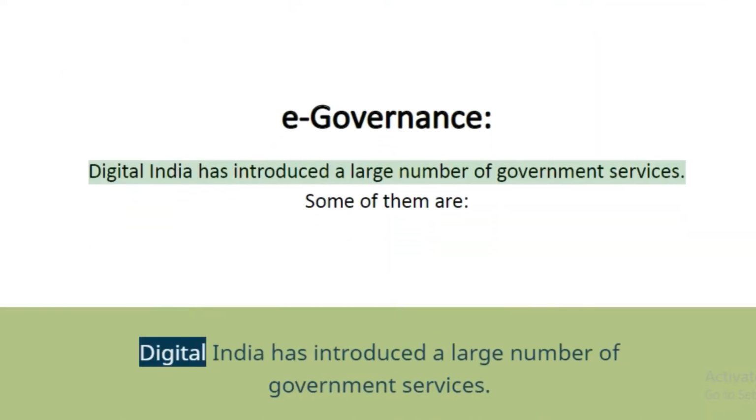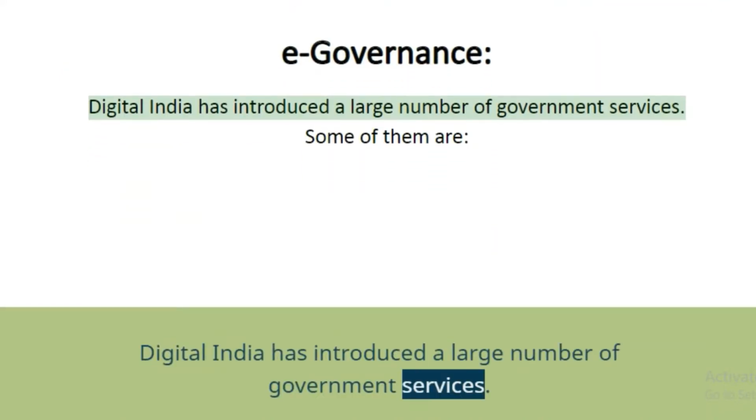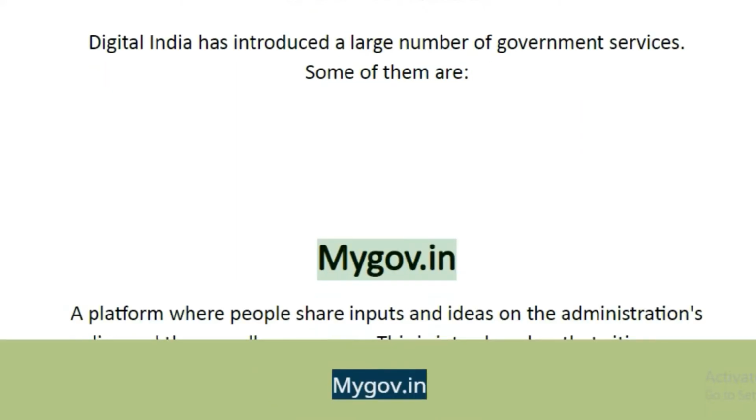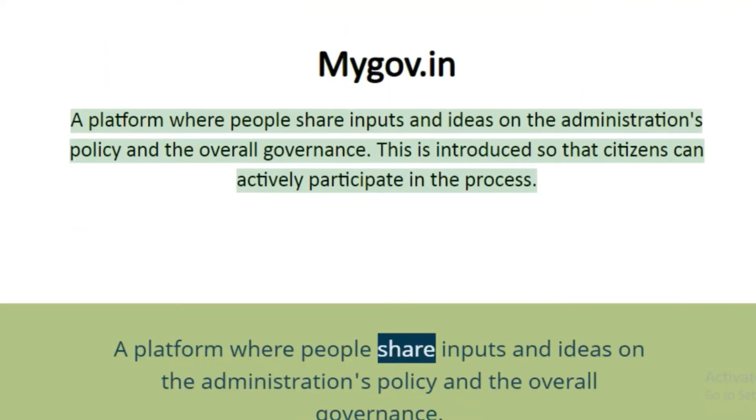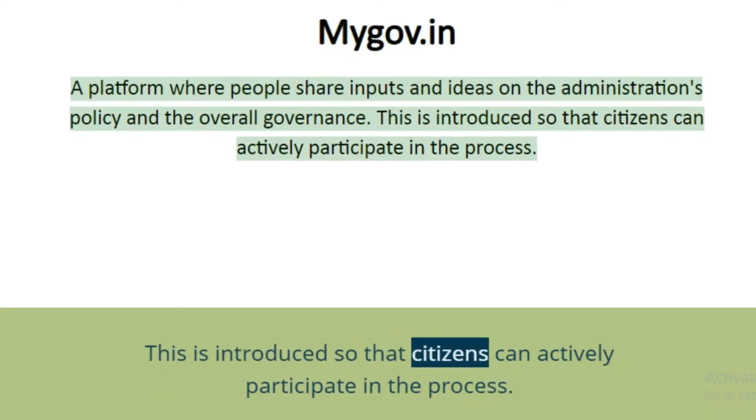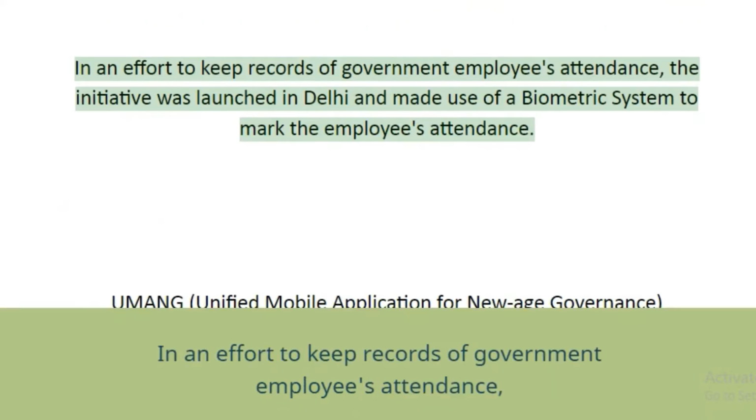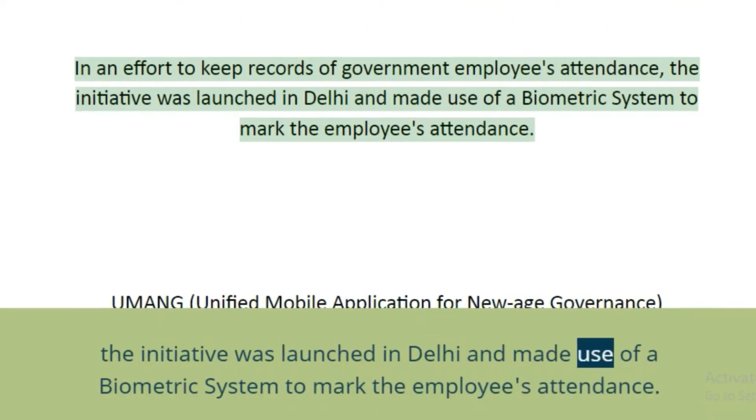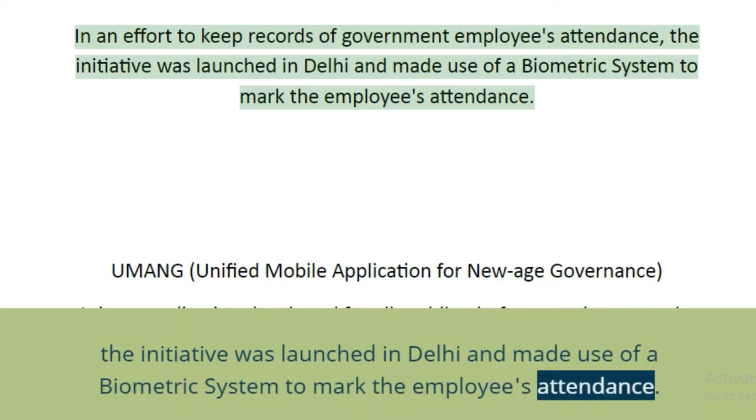E-governance. Digital India has introduced a large number of government services. Some of them are MyGov.in, a platform where people share inputs and ideas on the administration's policy and the overall governance. This is introduced so that citizens can actively participate in the process. Digital attendance. In an effort to keep records of government employees' attendance, the initiative was launched in Delhi and made use of a biometric system to mark the employees' attendance.